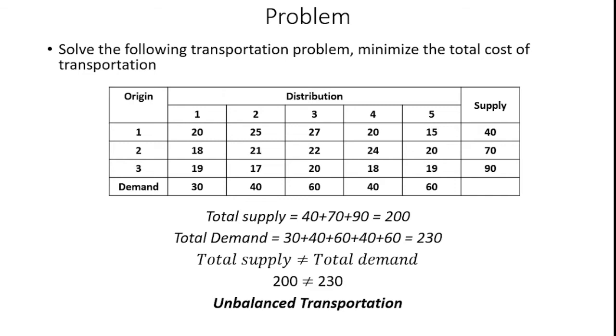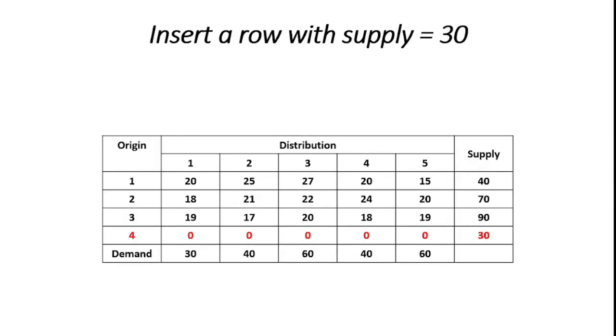Then another question, how can I add? Yes, for that reason I can insert a row with the supply of 30. Here you see, in origin I have introduced another origin, and also another row which does not consume any cost, so I can introduce 0 0 0 0 0. But in the total supply, I can introduce 30. Okay, likewise 40 plus 70, 90 and 30, I get 230. Similarly, in demand also I get 230.